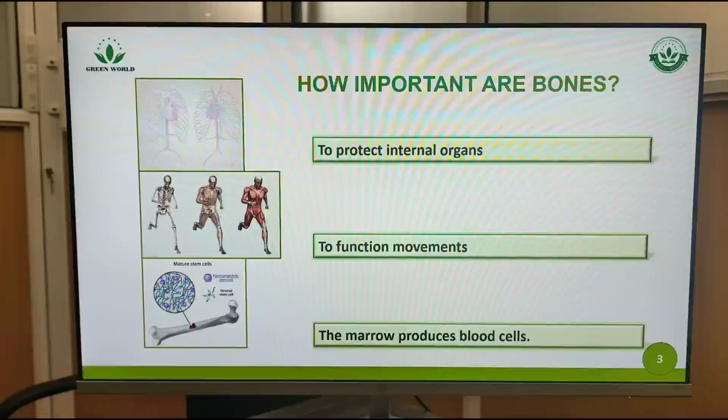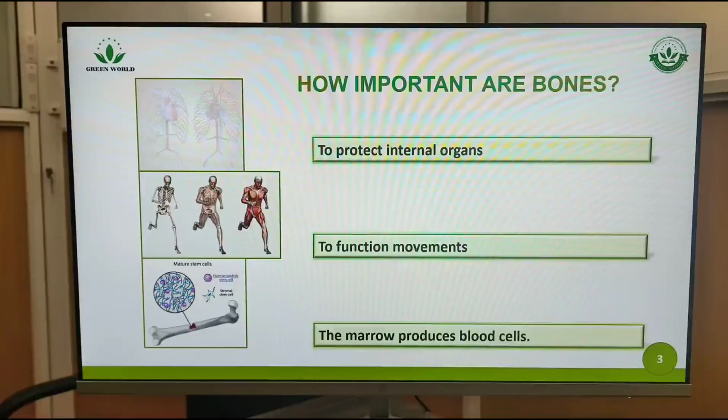Now the next thing I want us to check is how important are our bones. How important are our bones? So the bones play 3 important body functions, as you can see. To protect the internal organs, number 1, note that one down. Number 2 is to function movements, and number 3 is the bone marrow, or the marrow that produces the blood cells. So one thing you need to know is we need bones and joints to carry on vital activities.